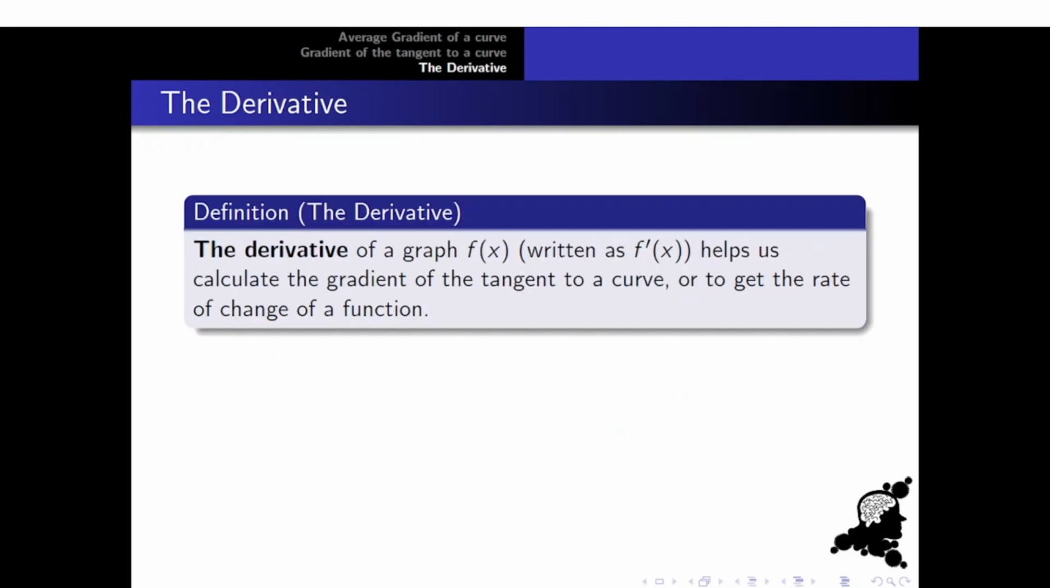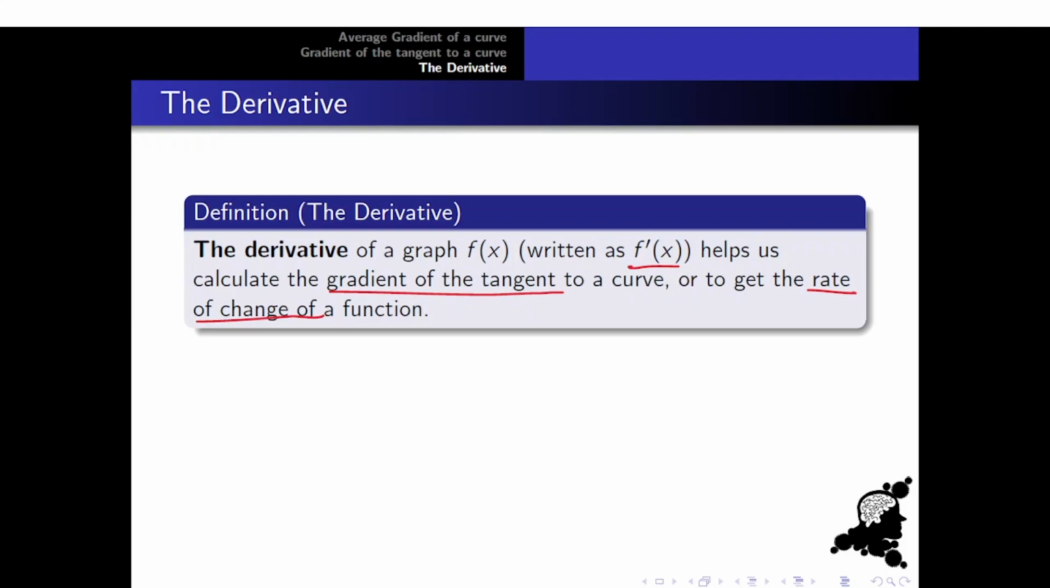Now, let's get into the main subject of today's video, which is the derivative. Now, the derivative of a graph f of x, assuming f of x is any type of graph, can be written as f prime of x. The derivative helps us to calculate the gradient of the tangent to a curve, and it also helps us get the rate of change of a function at a specific value. This is the definition of the derivative.